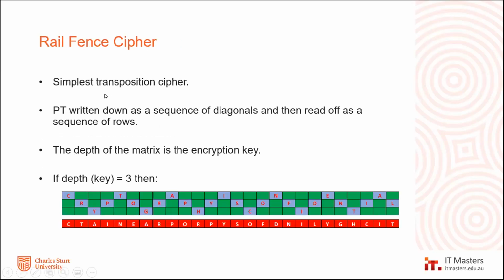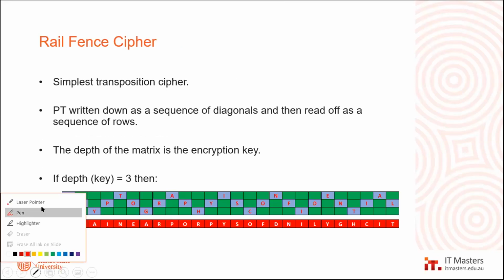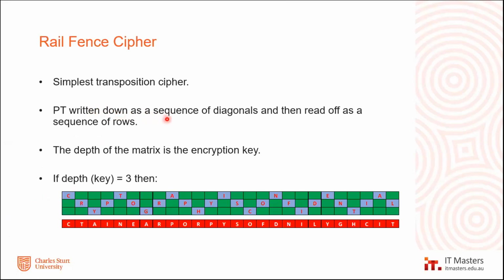So the rail fence cipher, this is the simplest of the transposition ciphers. And what we do with this, and this is kind of cool too, is we write down the plain text as a sequence of diagonals. Like this, we have the same message: cryptography is confidential. Hard to read, but that's what it says. Incidentally, the depth of the diagonal, or how many rows we go down, is the key. So in this case, we have a depth or a key of 3. So we use 1, 2, 3 diagonal rows to write our text, and then we start up again, and then we go down again, and up again, until we get to the end of our plain text.